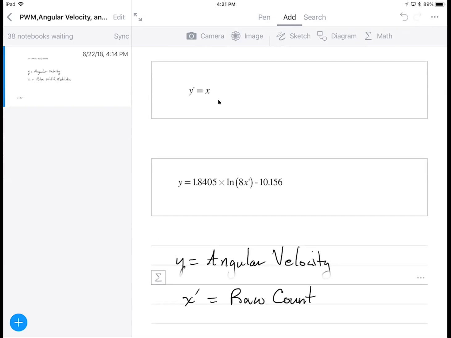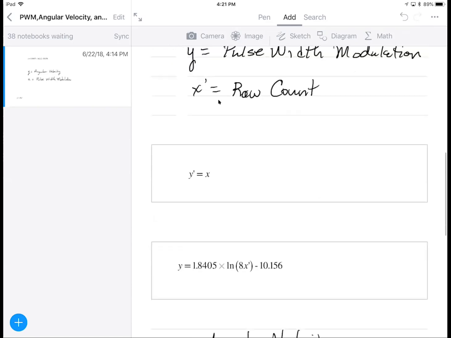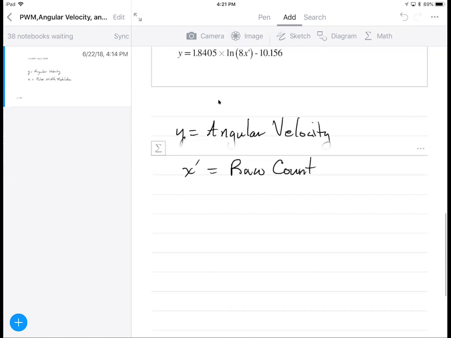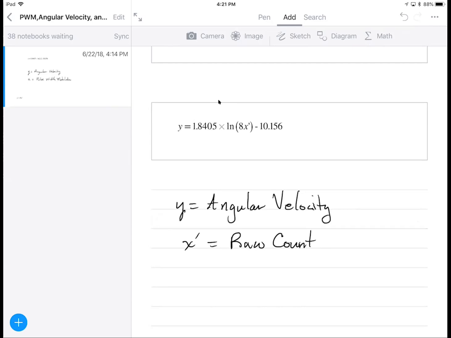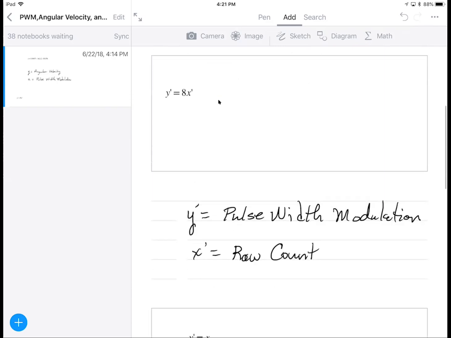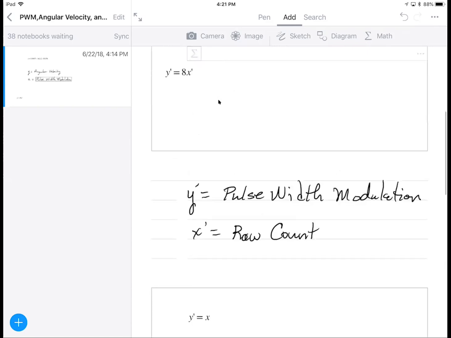Okay, so with these equations, we're going to predict. I can just say real quick which two equations we're going to use. We're going to use this equation to predict the raw count, the one right above it. And up here, we're going to use the pulse width modulation to predict the angular velocity. Hopefully that's clear.